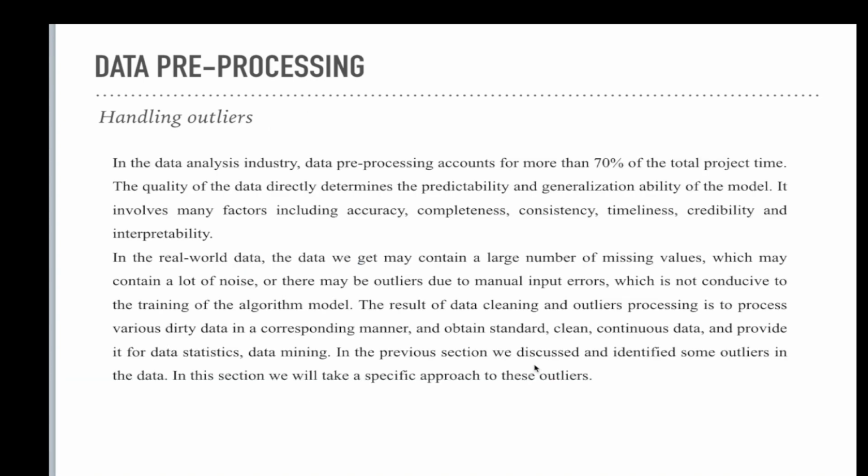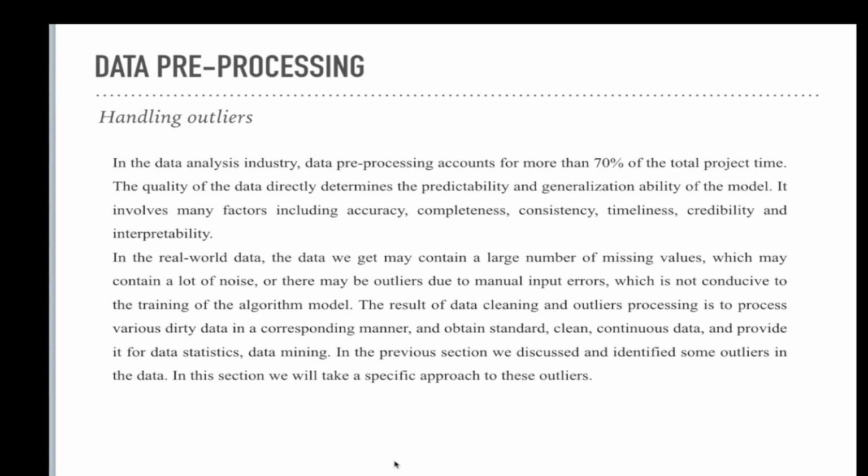In the data pre-processing, there is another process called handling outliers. In the data analysis industry, data pre-processing accounts for more than 70% of the total project time. The quality of the data directly determines the predictability and the generalization ability of the model. It involves many factors including accuracy, completeness, consistency, timeliness, credibility, and interpretability.